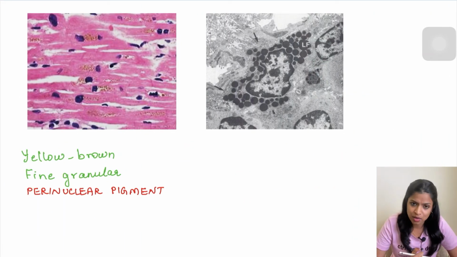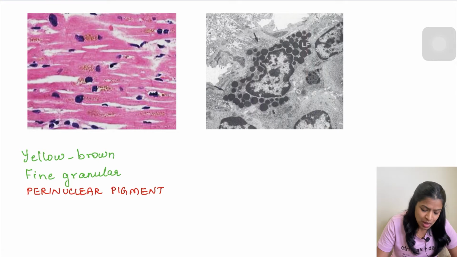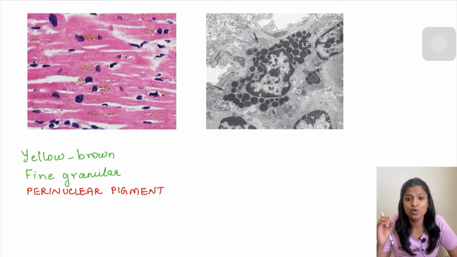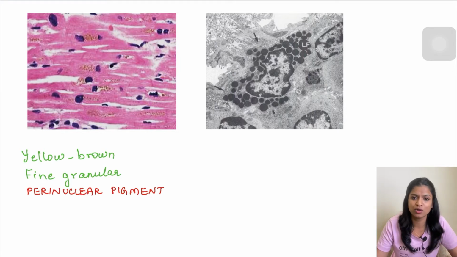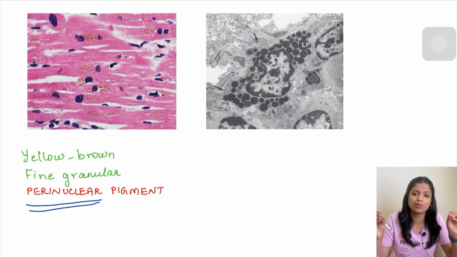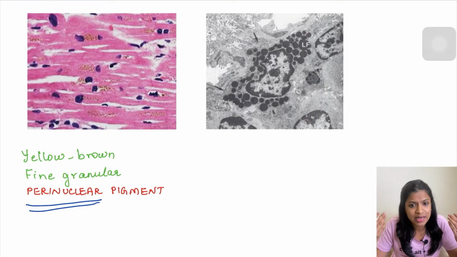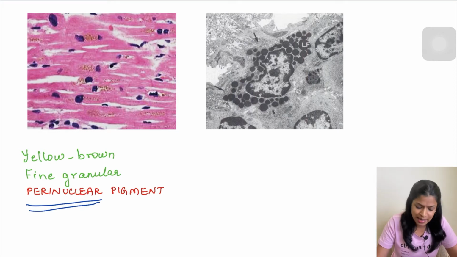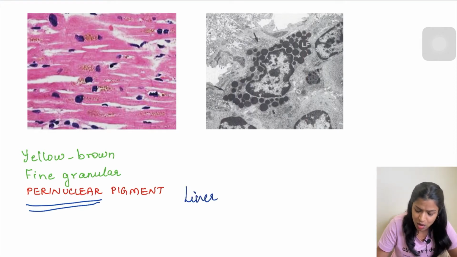So how does it look microscopically? Microscopically, it is a yellow-brown pigment, as the name suggests. It has a characteristic location, that is a perinuclear location. Okay, that is where this lipofuscin is seen, and it is a very finely granular pigment. It can be seen in any tissue, but most commonly it is seen in the liver or heart.